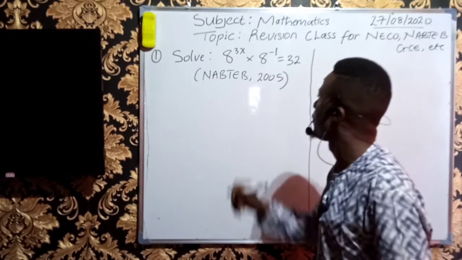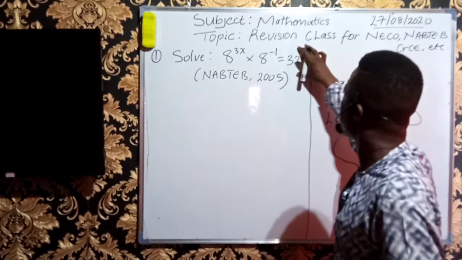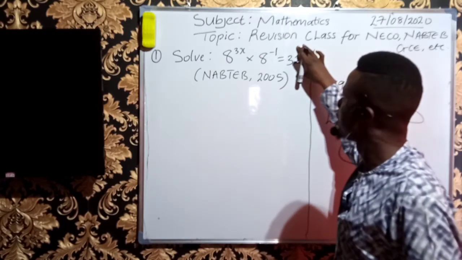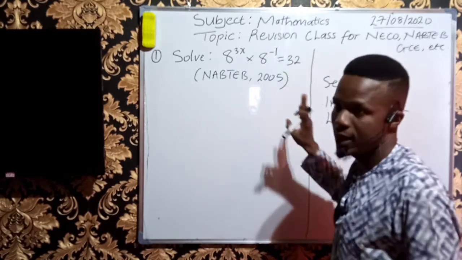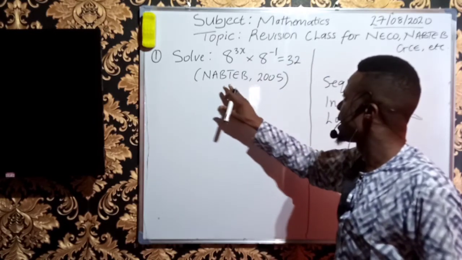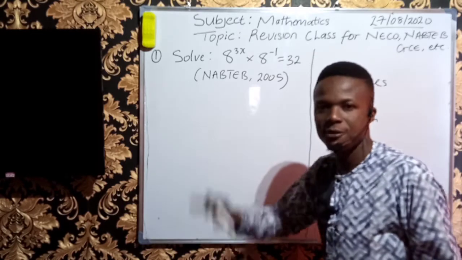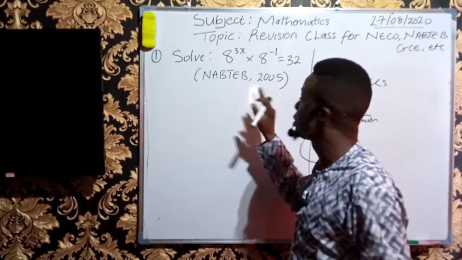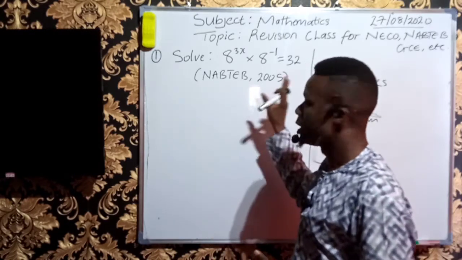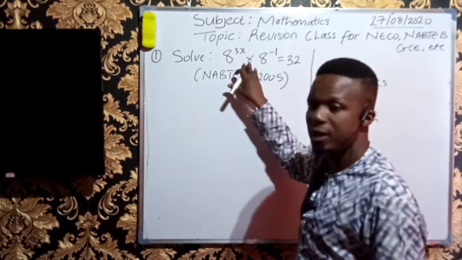Okay, so look at this first question. This question is from Indices, because when you talk about indices, it deals with power. You can see powers here. So this is coming from Indices, and this is a NABTEB 2015 past question. So this question is from NABTEB 2015 theory. Okay, a theory question from NABTEB coming from Indices.